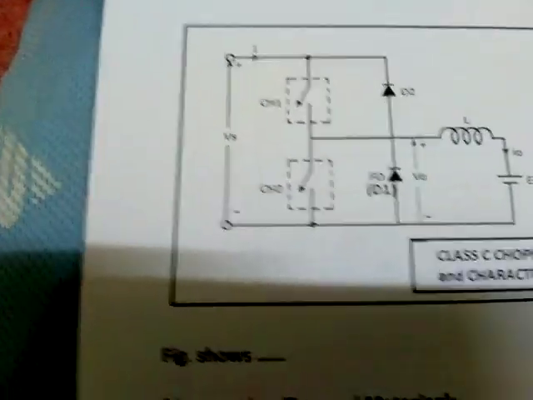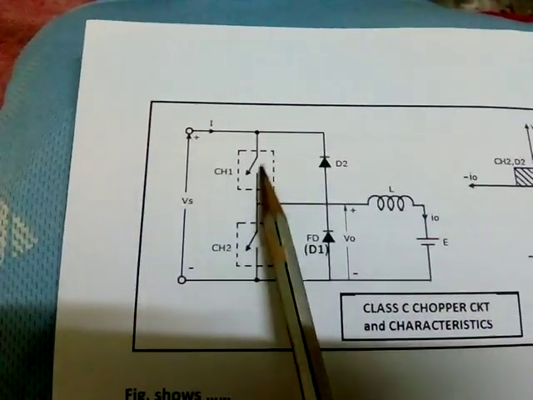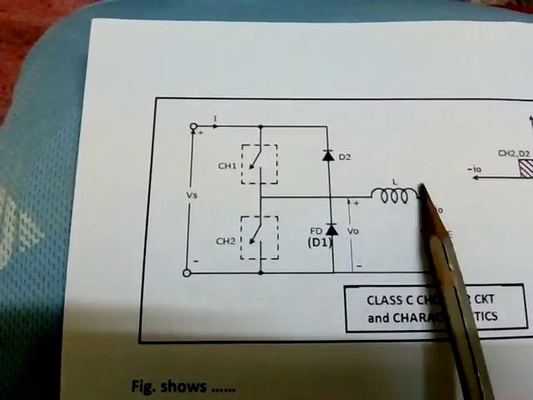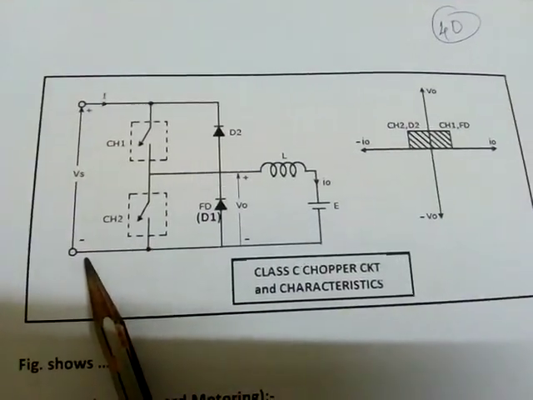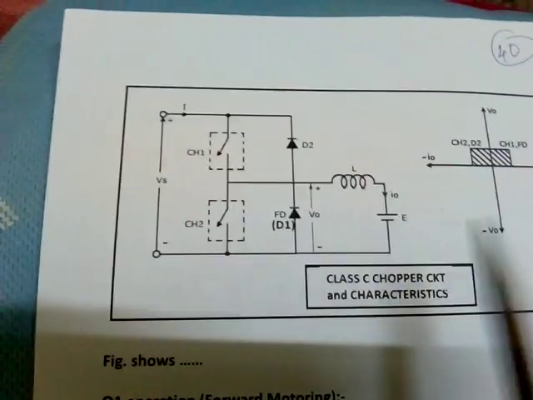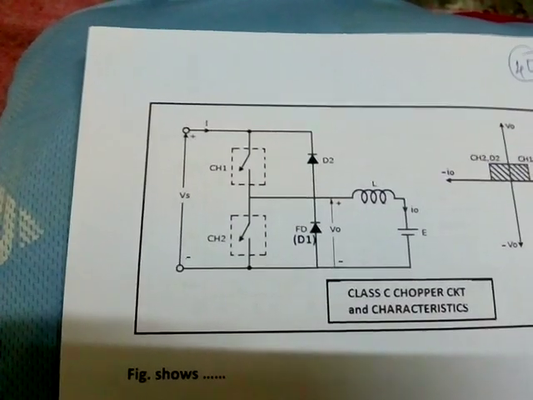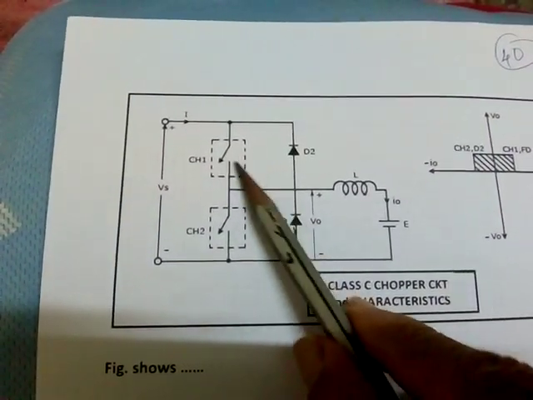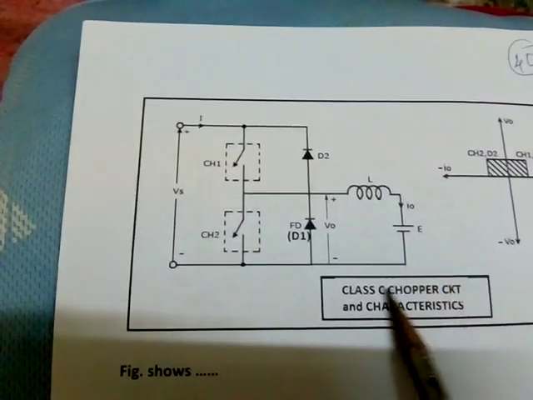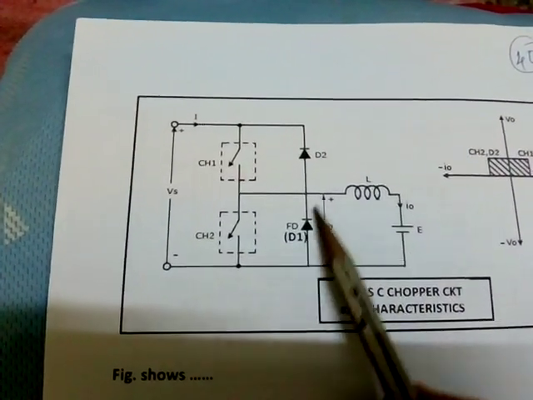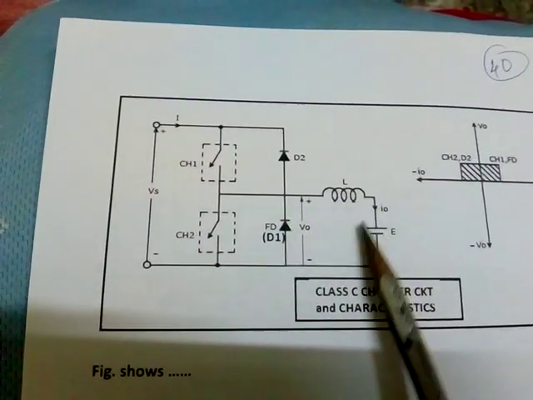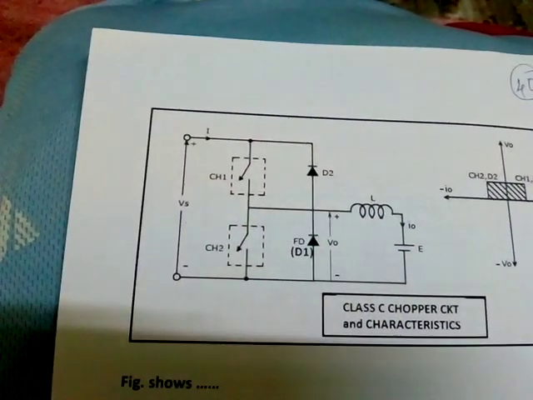When chopper 1 is operating, you can see current will flow from supply to load like this. It is called as forward motoring. Load voltage will be equal to supply voltage. When chopper 1 is off, load current will be freewheeling through the diode D1. Load voltage will be 0, just diode drop.